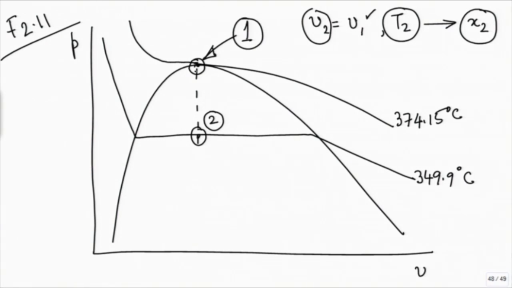Initially the system is at the critical point 1, and the 349.9 isotherm is this, and the process starts from the critical point and comes to 349.9 degrees C. Because it is a rigid container, the initial volume and final volume are the same. All these volumes are Vc, and the initial pressure is Pc. The final pressure will be the saturation pressure at 349.9 degrees C.